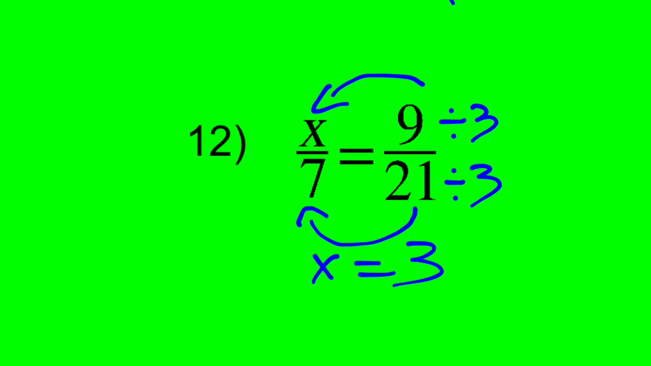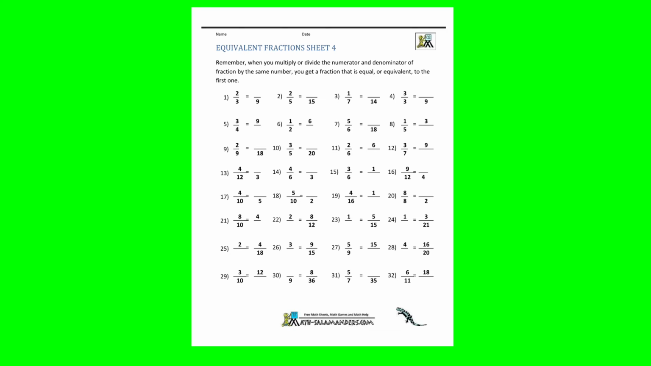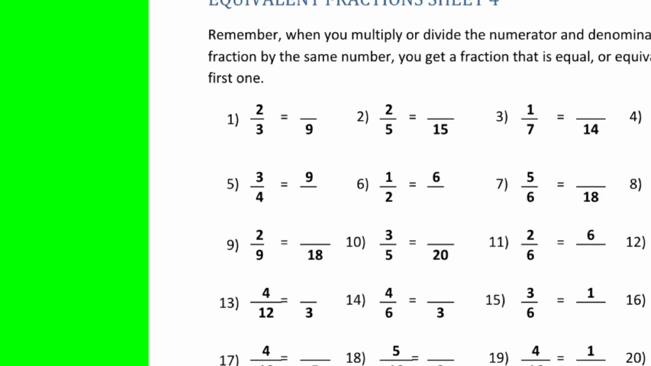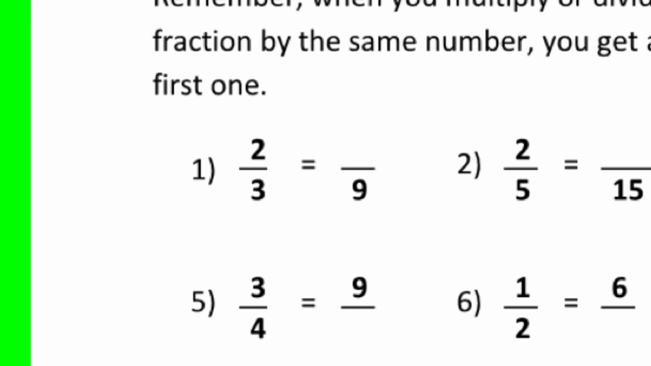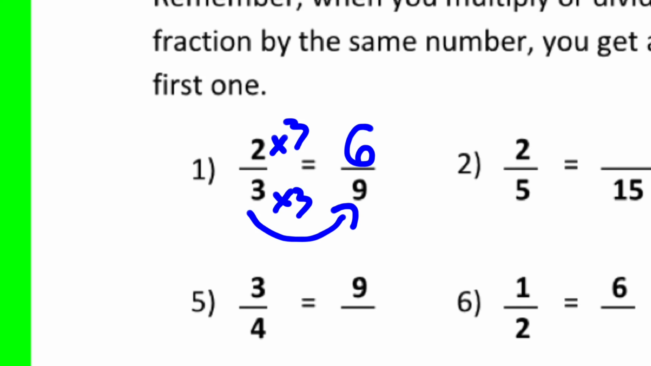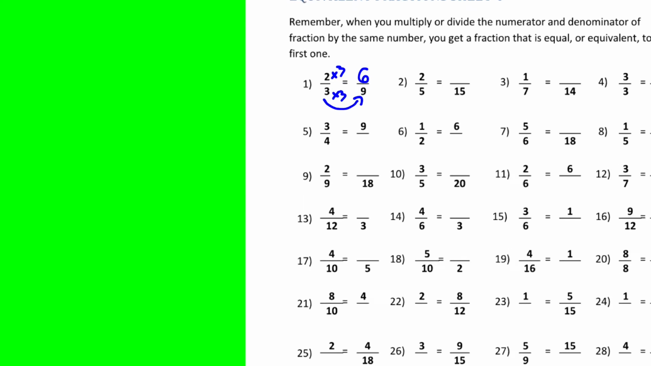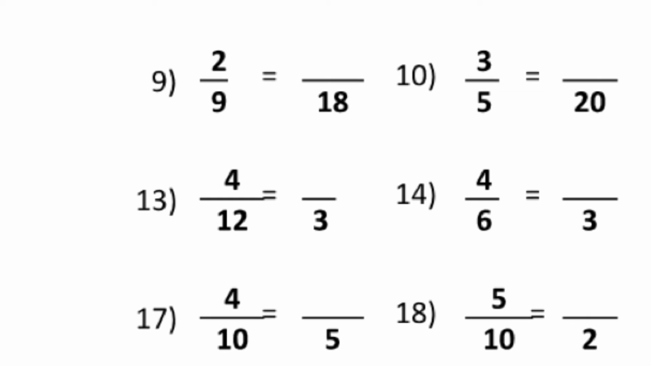So the assignment today that the kids are going to work on looks like this. You're going to have some questions where you have to multiply to get the answer. So if you look at number 1, to go from 3 to 9, I multiply by 3, and I do the same thing to the top, and 2 times 3 is 6. So there'll be some where I'm multiplying, and then there'll be some where I'm dividing. If you look at this one, to go from 12 to 3, I divide by 4. And I do the same thing to the top, and 4 divided by 4 is 1.